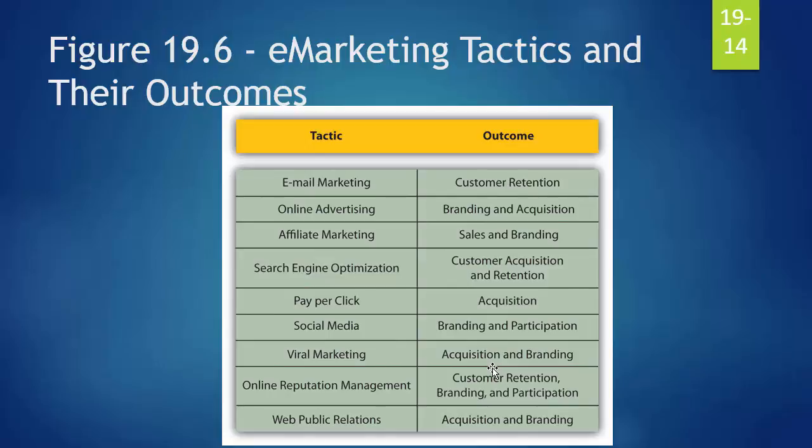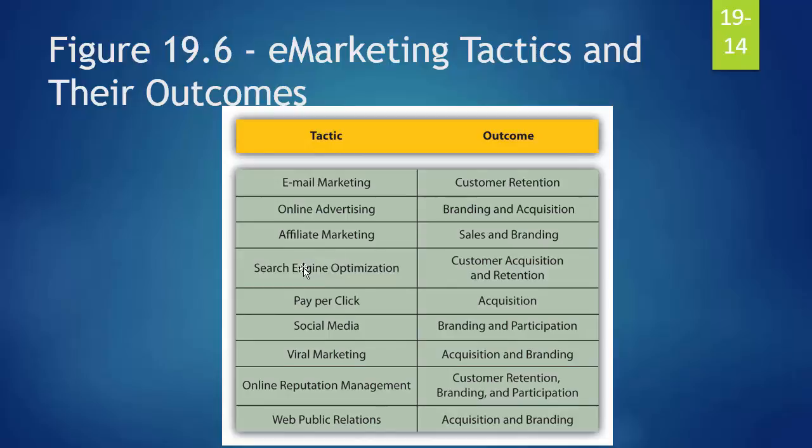So as we talk about different tactics and what you can expect from them, here are some examples. A tactic is going to help you achieve your objectives. Right? And the objectives, if you meet all of them, should help you achieve your goal. So in terms of what we've been doing, if you did an email marketing campaign, the outcome might be more customer retention. If you did online advertising, is that going to increase your branding and acquisition, especially the awareness here? We've talked about affiliate marketing, so that's going to help your sales and branding as well.